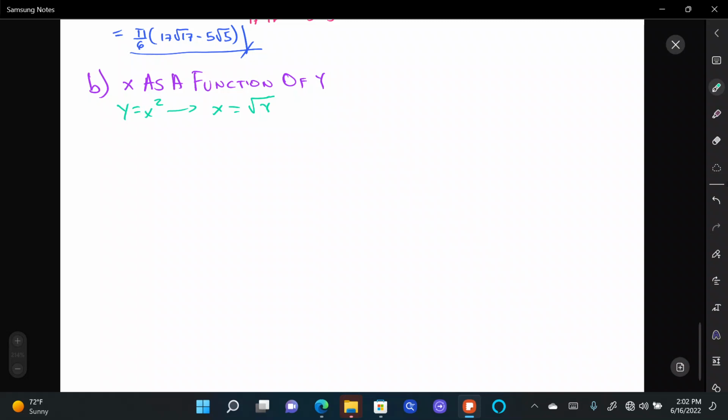So from here, let's define this x as g of y, and that's y to the 1/2, and that's going to give g prime equals 1/2 y to the negative 1/2, which is 1 over 2 square root of y when we simplify the radical. All right.